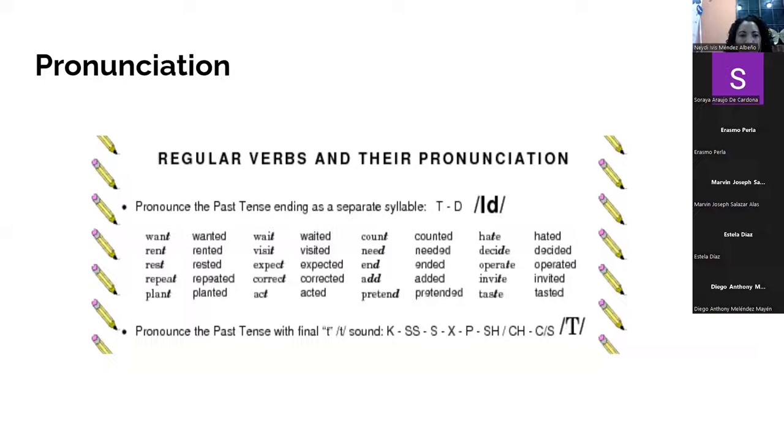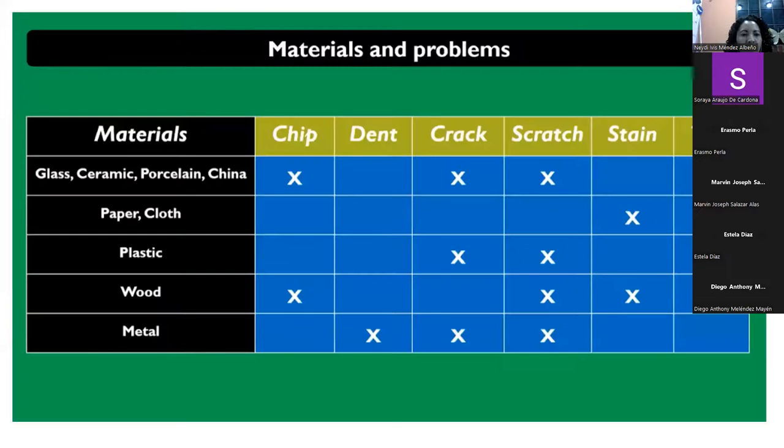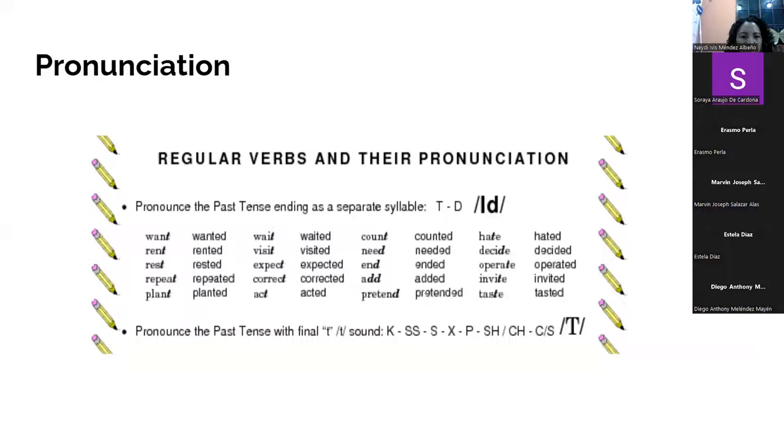Now, pronunciation. This is related to the regular verbs, right? Verbos regulares en pasado o pasados participios, right? Past participles and past tense. Now, we have three different pronunciations. For example, we pronounce the past tense ending as a separate syllable, "id", right? Most of the words end in T, right? Or in D, right? La mayoría de las palabras terminan con T o con D, pero es con ese sonido, right? So we are going to pronounce it "id".